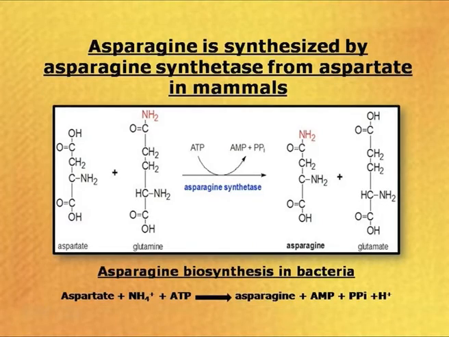Another important non-essential amino acid is asparagine, and in this particular slide we can see how the reaction between aspartate and glutamine results in the production of asparagine and glutamate. The enzyme catalyzing the reaction is asparagine synthetase, and this reaction requires ATP. Asparagine biosynthesis in bacteria takes place following a different route. There, the reaction between aspartate, ammonium ion and ATP results in the production of asparagine, AMP, pyrophosphate and free protons.